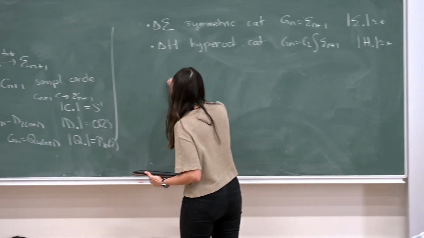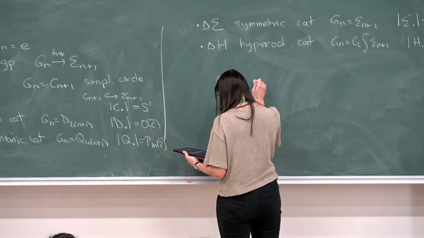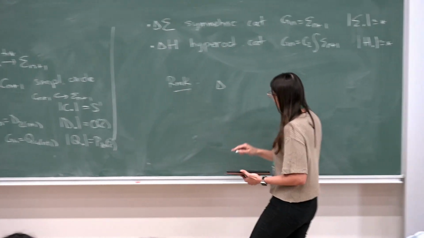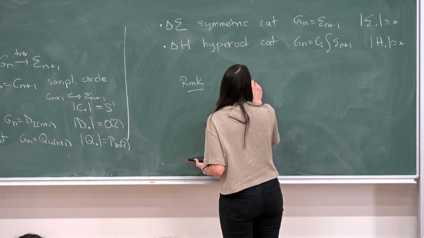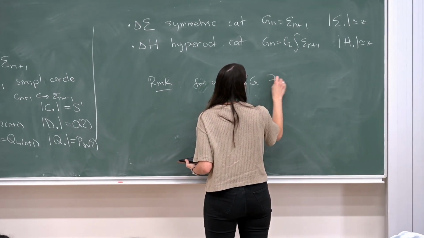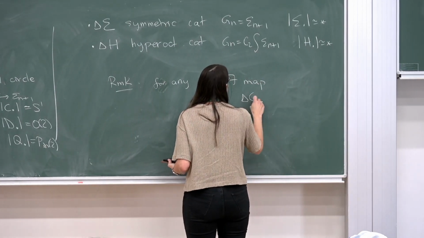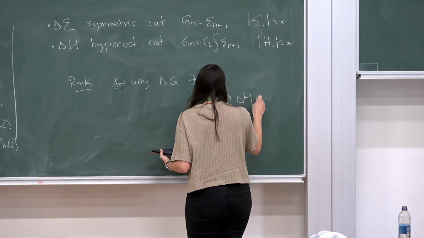Okay, so maybe one remark that I want to say here is that the reason why this is very important is, for any cross-simplicial group, there exists a map from Delta G to Delta H.